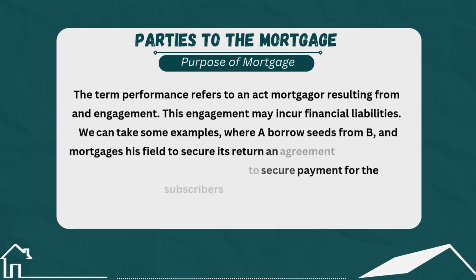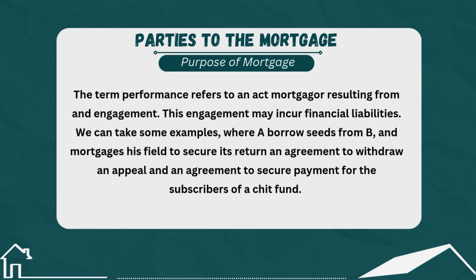The term performance refers to an act of the mortgagor resulting from an engagement. This engagement may incur financial liabilities. We can take some examples: where a borrower borrows from B and mortgages his field to secure its return, an agreement to withdraw an appeal, and an agreement to secure payment for the subscriber of a chit fund.